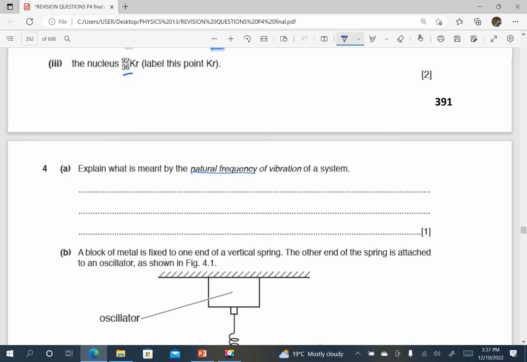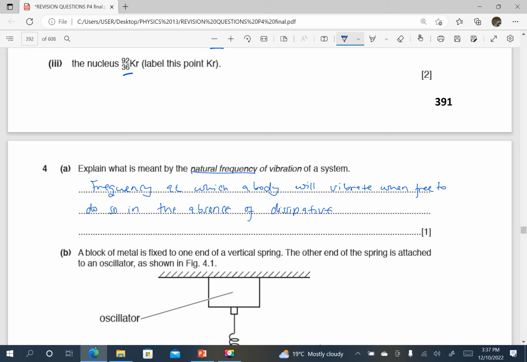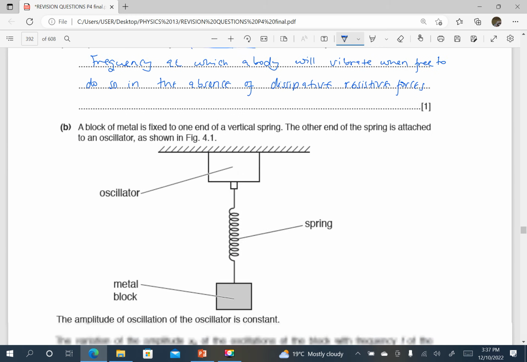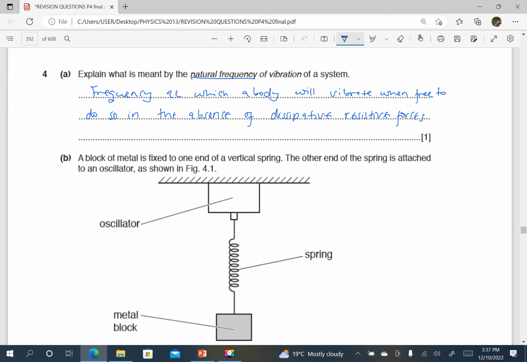So the frequency at which a body will vibrate when free to do so in the absence of dissipative resistive forces. That is natural frequency. So here there is no loss or gain in energy.